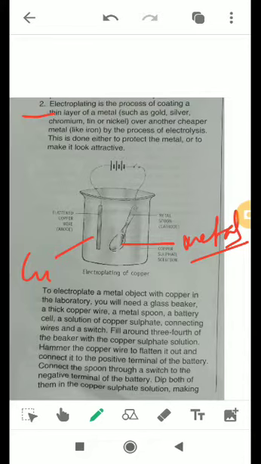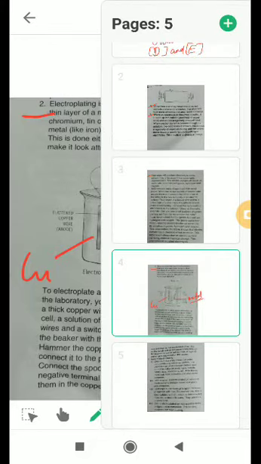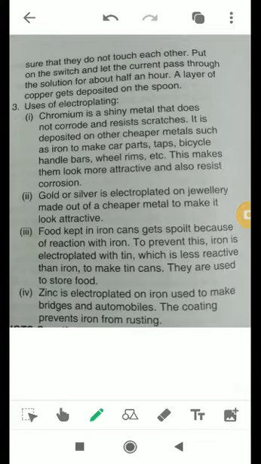Okay, now see question number 3, the last question. List 4 uses of electroplating. Give the reason for electroplating in each case. Now the uses of electroplating. This is answer number 3. Chromium is a shiny metal that does not corrode and resists scratches. It is deposited on cheaper metals such as iron to make car parts, taps, bicycle handlebars, wheel rims, etc. This makes them look more attractive and also resist corrosion.